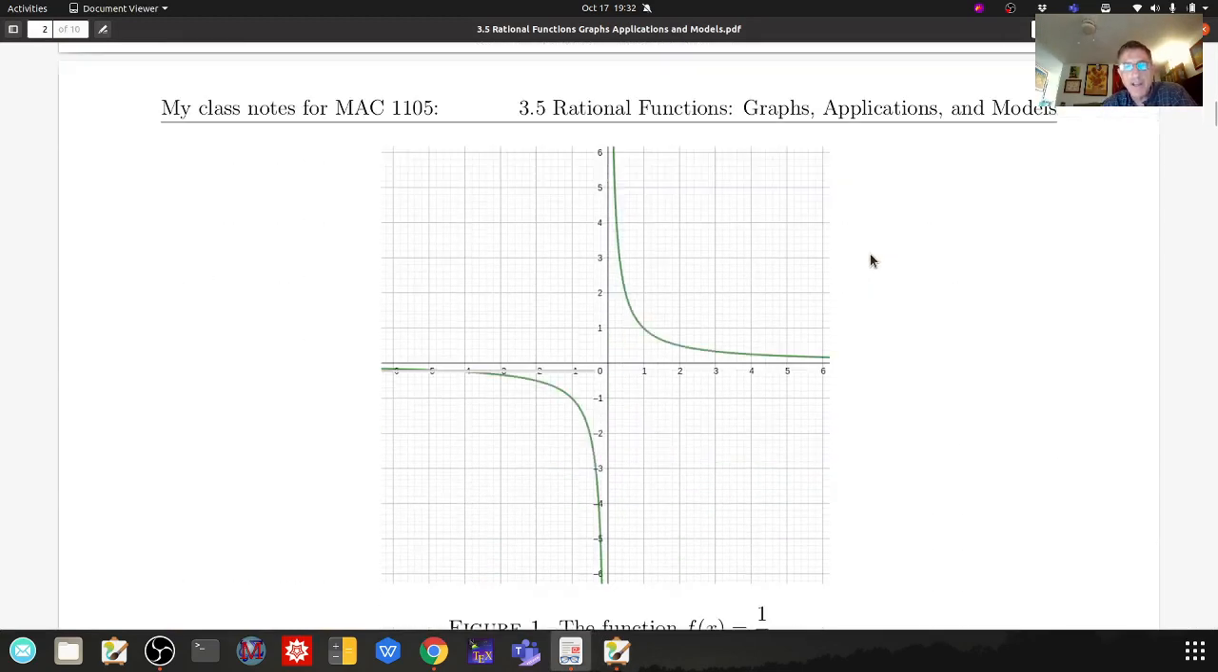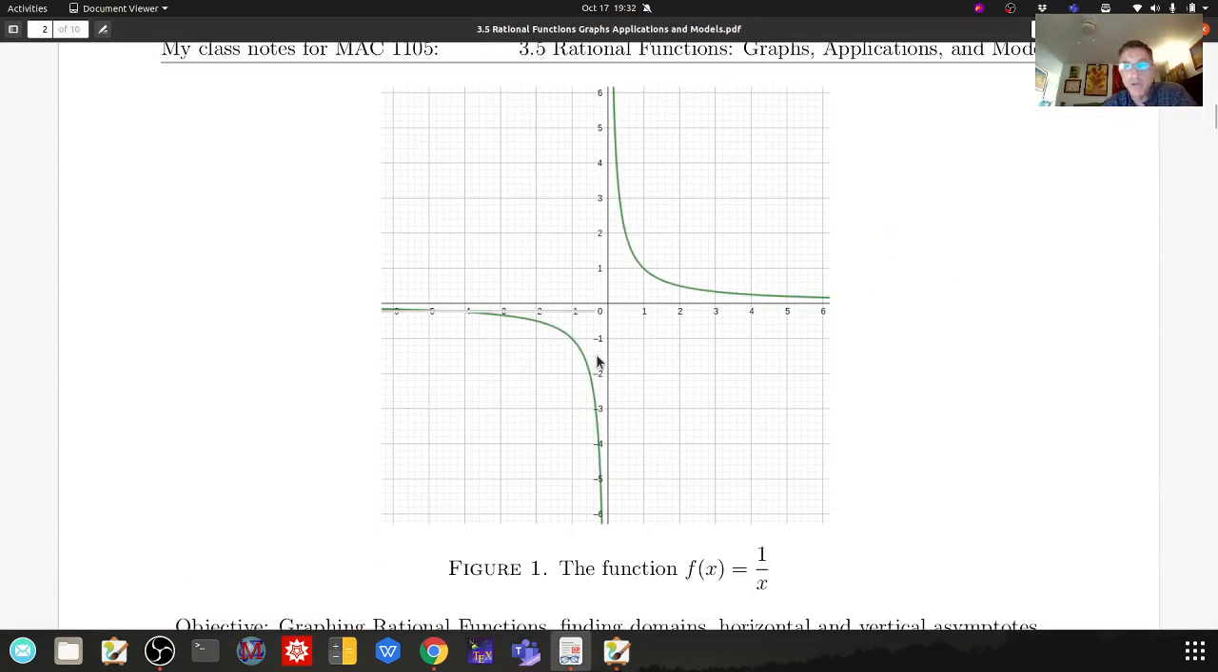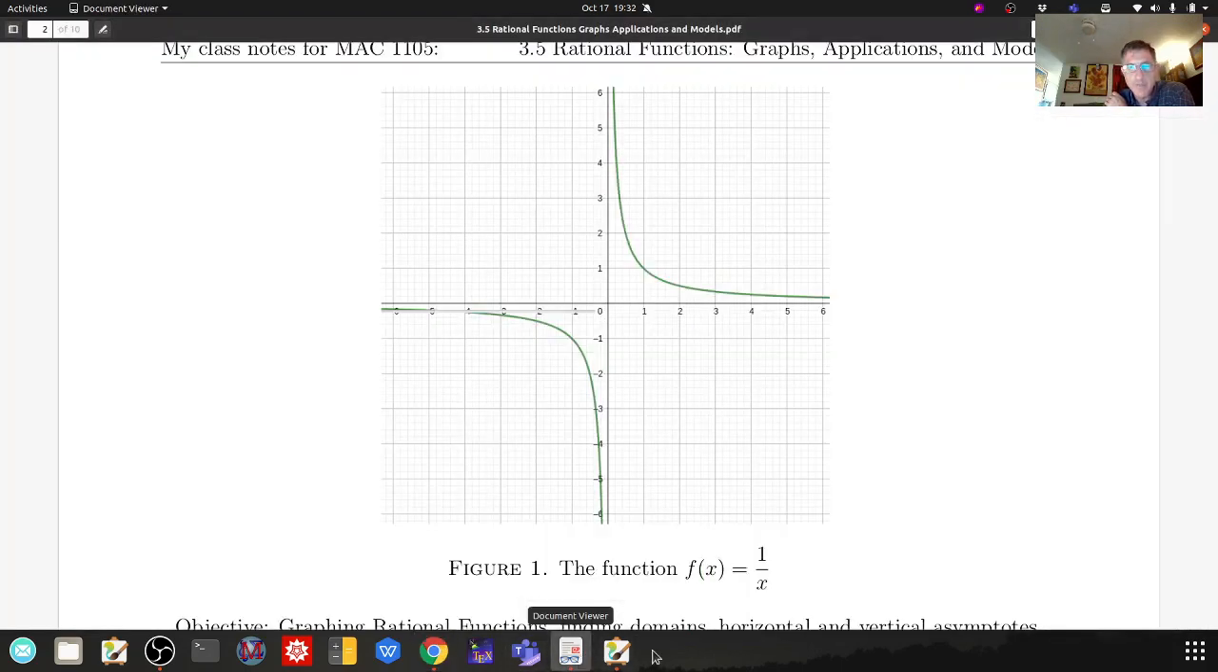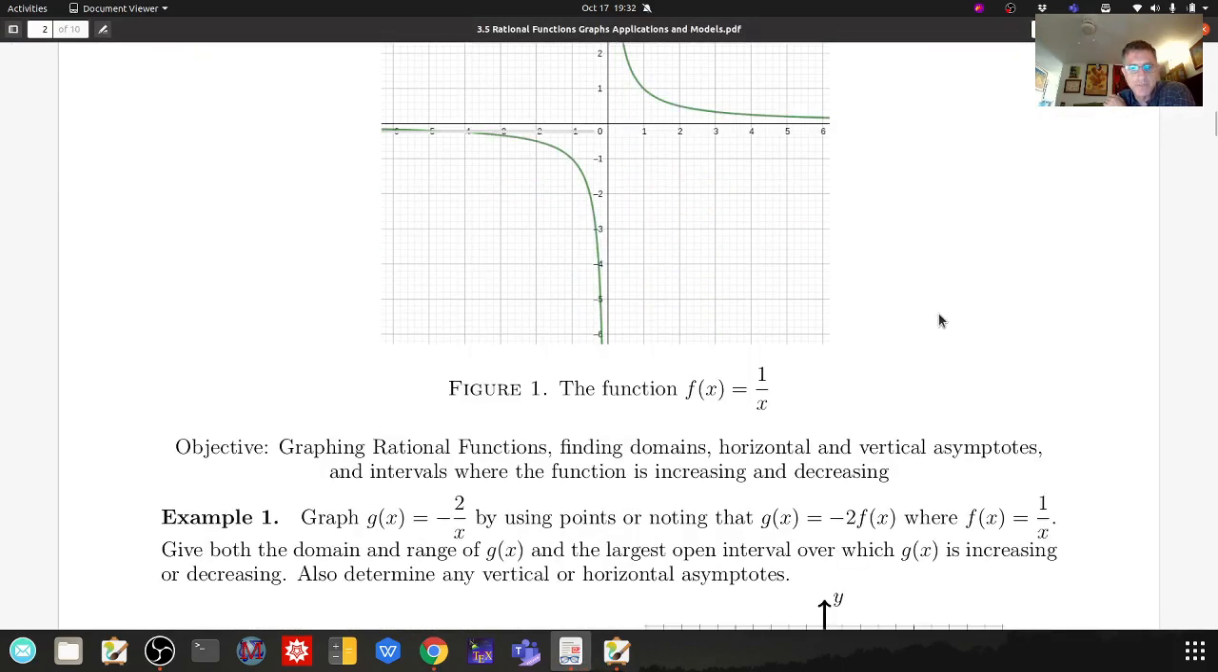So here I've actually given you, this is GeoGebra, so I don't know what that gray thing is right there, but it's probably not supposed to be there. You may not even see it. It's a little gray thing obscuring the numbers. It's not part of the function. You can go to GeoGebra yourself and just type in 1 over x and get what the function looks like. It's called the reciprocal function, f of x is equal to 1 over x.